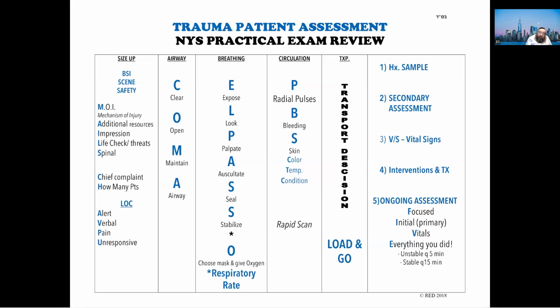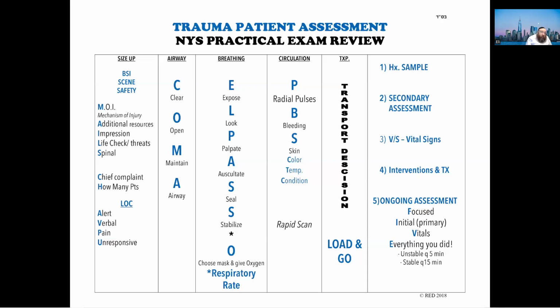Remember, you got to tell the examiner with the non-rebreather or with the BVM, it's going to be at 15 liters per minute, because that's the way we do it. All right, that is the breathing column. Again, this is very hands-on, so we'll be doing this in skill nights.